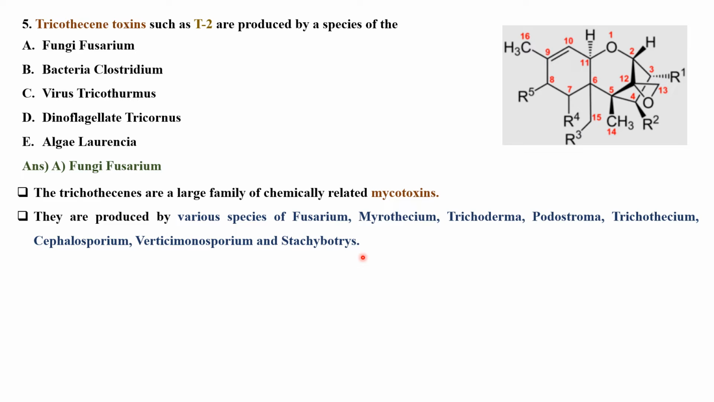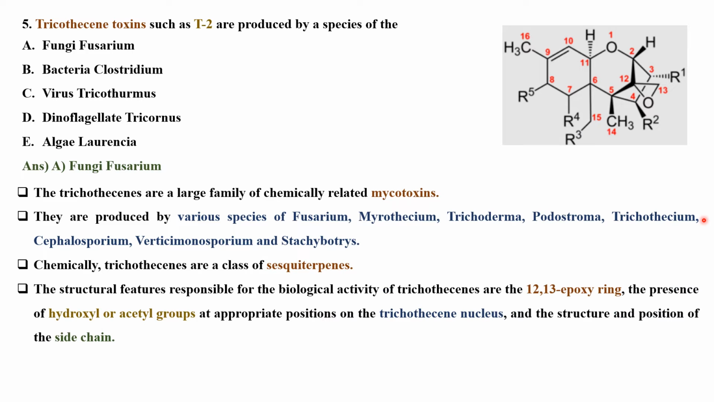Let's not restrict ourselves only to these questions. Any topic related to mycotoxins and fungal toxins, we should be able to identify the right answer in our exam. Chemically, trichothecenes are a class of sesquiterpenes. So this particular structure is called sesquiterpene, so that you will understand the nomenclature if you are a chemistry person.